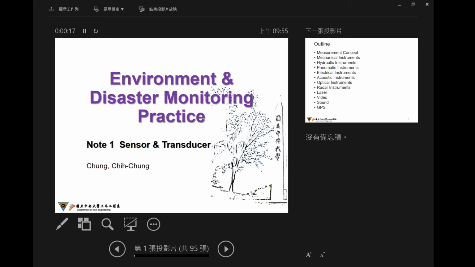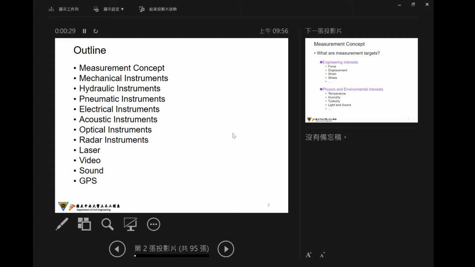After the introduction, right now I would like to introduce the principle of the sensor or the transducer. Okay, so this is our outline. Beginning, I will talk about the measurement concept. I think this is a very fundamental one first. After that, I will show you the most kinds of instruments so far, from the mechanical to the hydraulic and the electrical, which is the most used so far. And of course, we have acoustic, optical, radar, and the GPS.